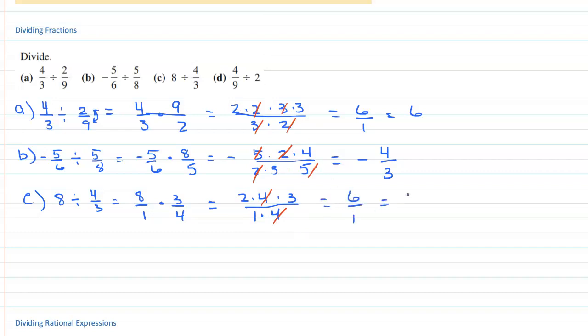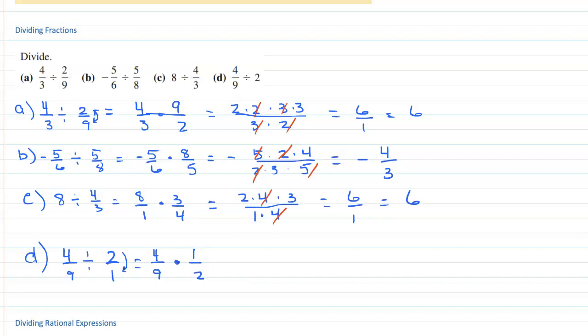All right, D is 4/9 divided by 2. So remember, divided by 2 means divided by 2/1. That's the same thing. The reason I did that is because we're taking the reciprocal, and not everybody knows that the reciprocal of 2 is 1/2. So if you put it over 1, it's a little easier to see that it becomes 1/2. So remember, I times it, and I take the reciprocal of 2/1, which is 1/2.